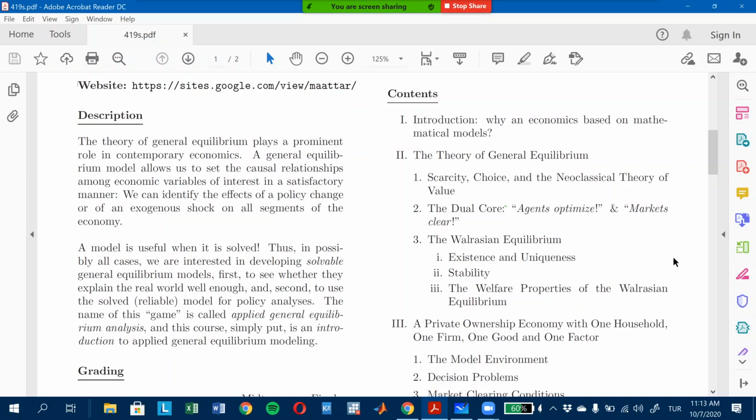So we are not only interested in what is, but we are interested in what should be. Okay? So welfare properties of Walrasian equilibrium are important. But for the next week, just read the text until including existence and uniqueness. Perhaps stability will wait for another week. But please pay attention to the concepts here, okay?